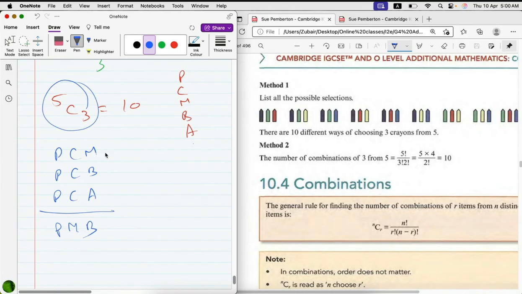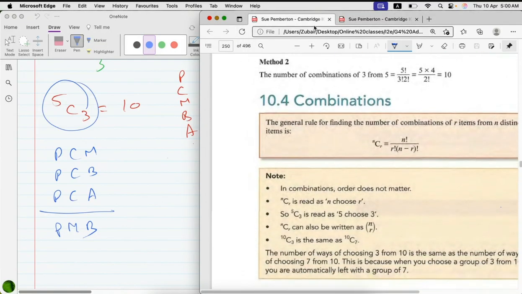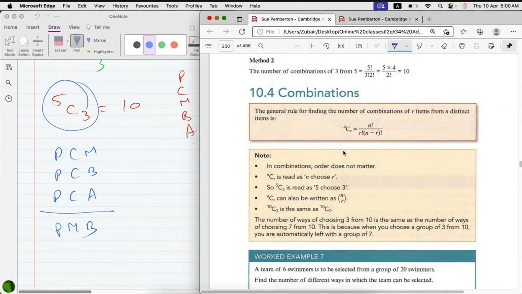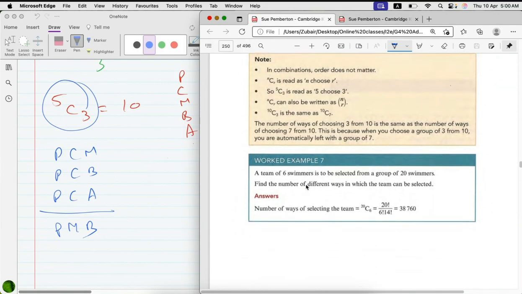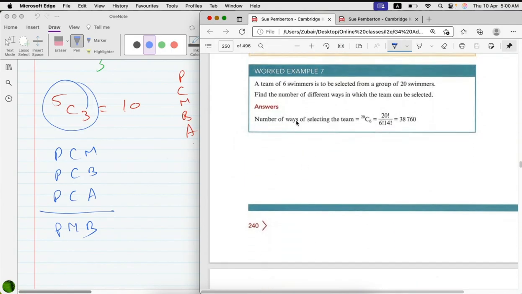If this would have been permutation, physics, chemistry, math, or math, chemistry, physics would have been different options and it would change to 60. Okay, then the general formula for combinations is n factorial over (n minus r) factorial into r factorial. So the order just doesn't matter.